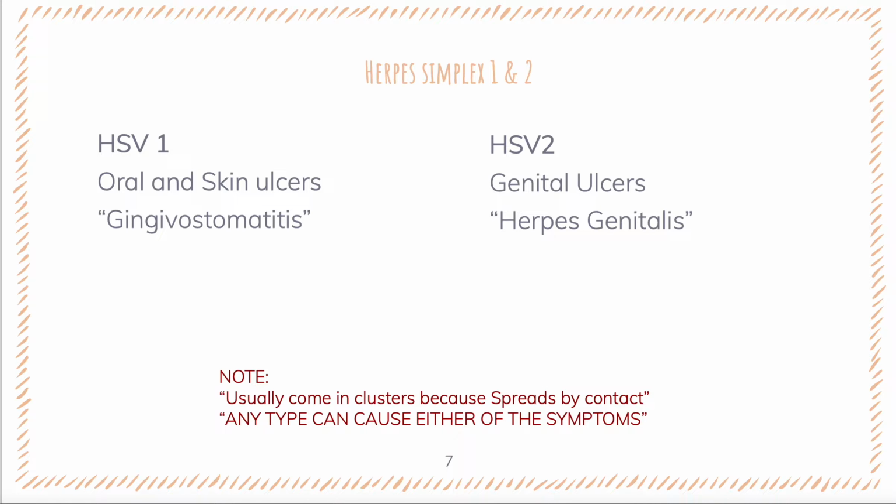It means that this viral infection is highly contagious between children who are, for example, in a kindergarten. Because they're usually in contact with one another, roaming around the kindergarten, they can spread the infection very quickly and they come to the hospital in clusters, like there are many of them. Keep in mind that type 1 can cause genital ulcers and type 2 can cause gingivostomatitis. So either one of the viruses can cause either one of the presentations.